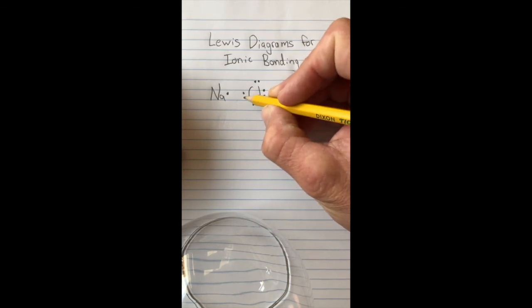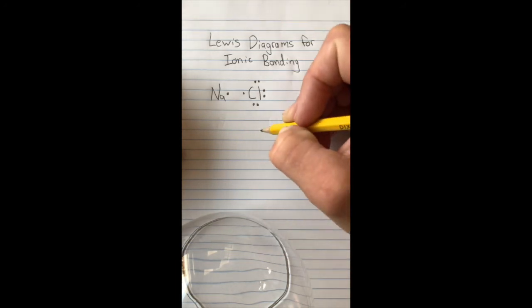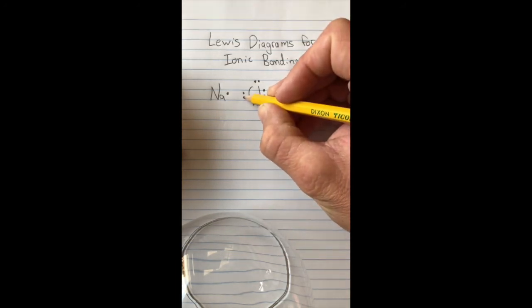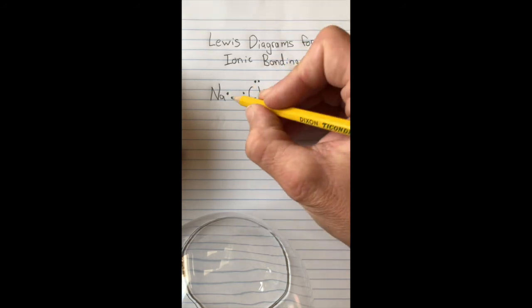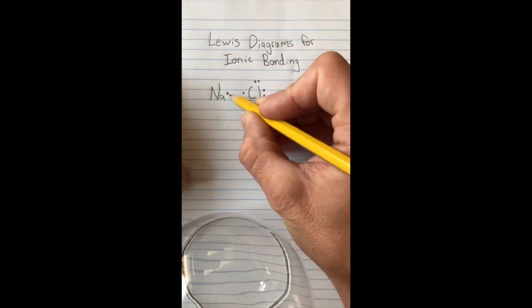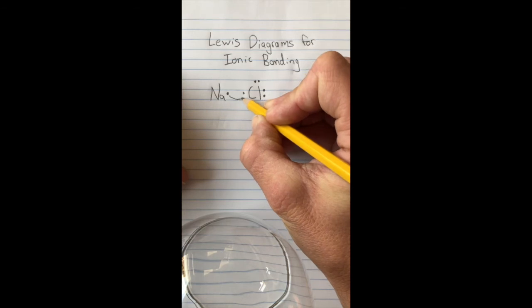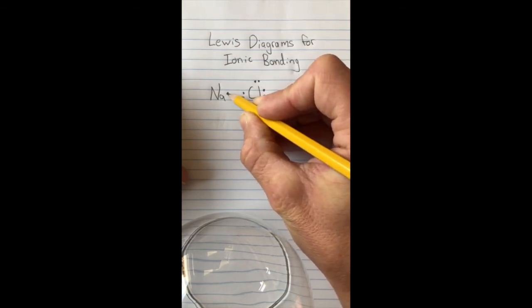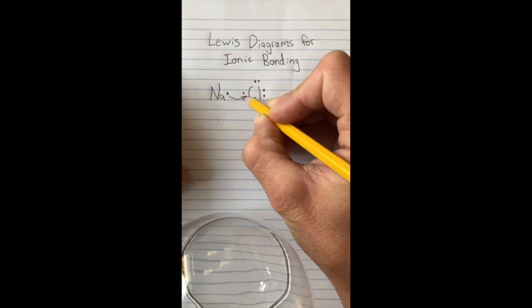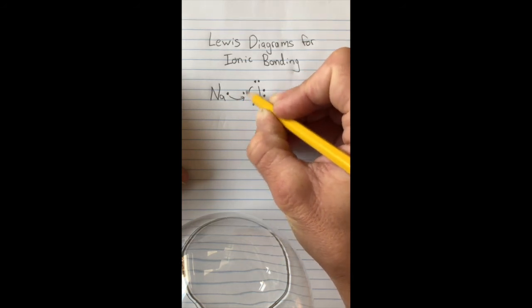I know that chlorine wants to gain 1 valence electron. And so where does it get that 1 valence electron? It's from the one that sodium wants to lose. And so in order to show that transfer of electrons, I just draw an arrow from the sodium valence electron to the spot where that valence electron could go on the chlorine.